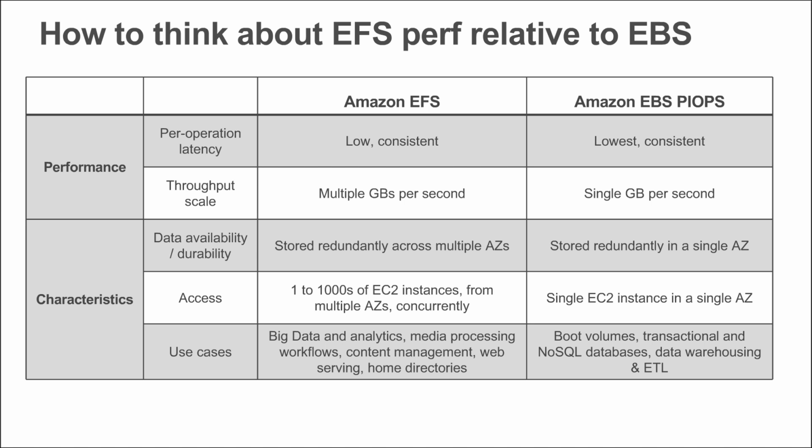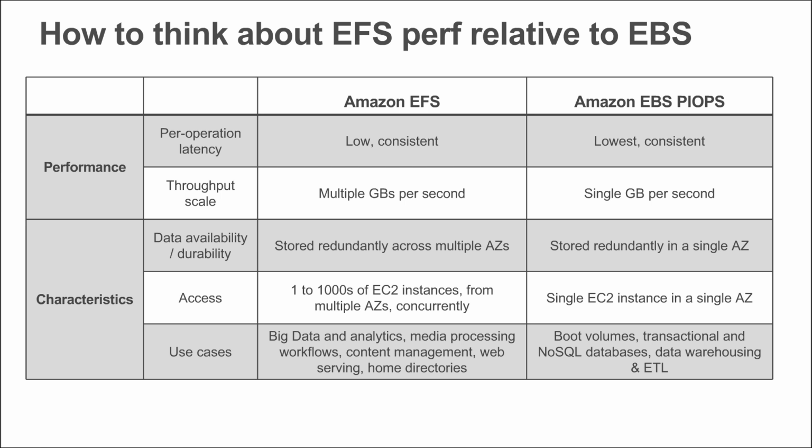The ability to scale out, though, is a key characteristic of that distributed design. And so EFS allows multiple gigabytes per second of throughput. And when you're looking at EBS, it's around a single gigabyte per second. Then in terms of data availability and durability, again, EFS data is stored redundantly across multiple AZs, while EBS is stored redundantly in a single AZ.